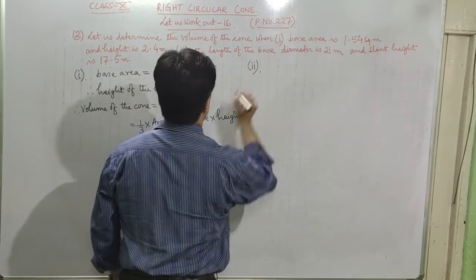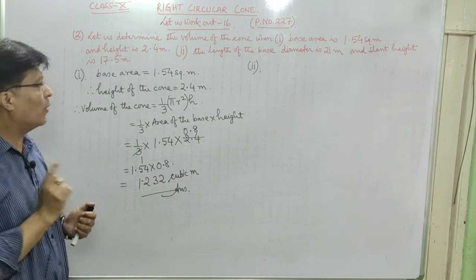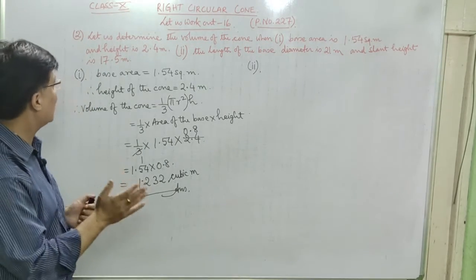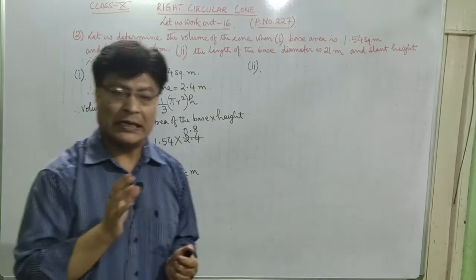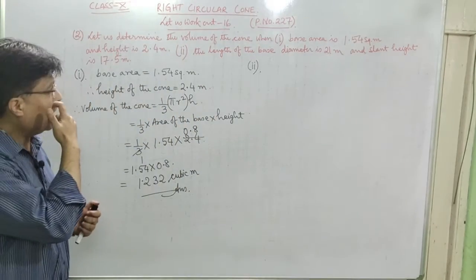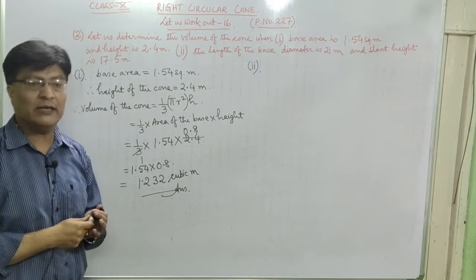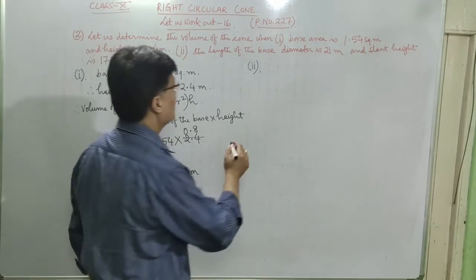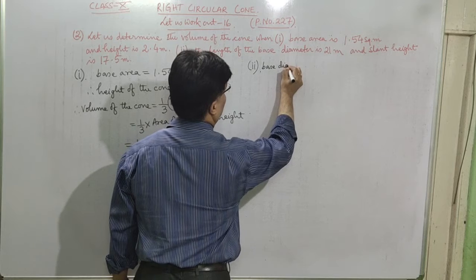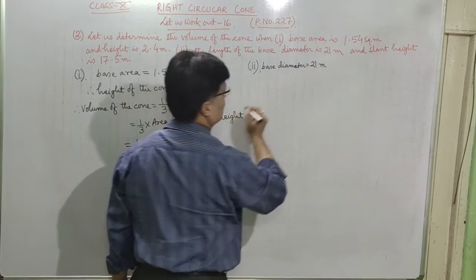Here in the second part also you have to find out the volume of the cone when the length of the base diameter is 21 meter and the slant height is 17.5 meter. In this case also you have to find out the volume of the cone. So here the base diameter is equal to 21 meter.